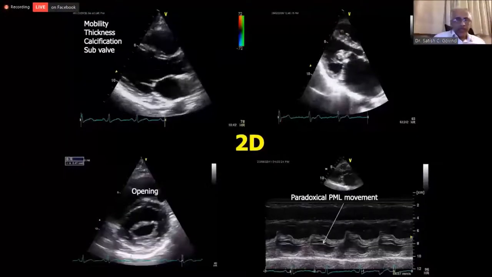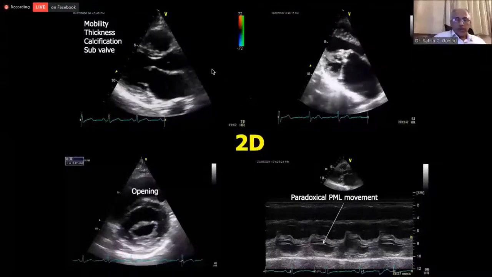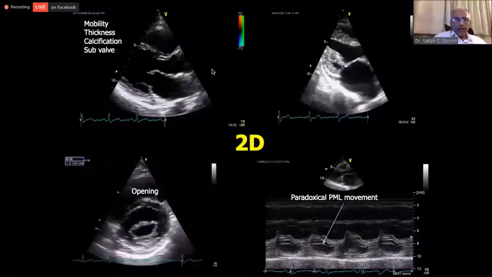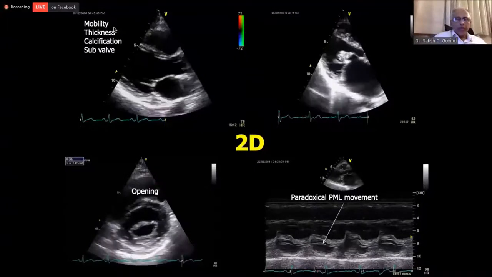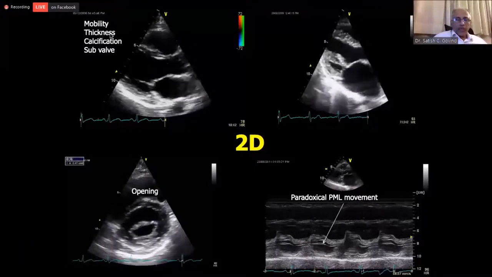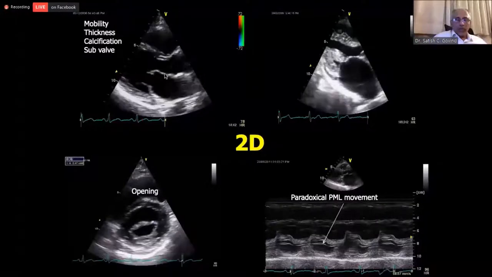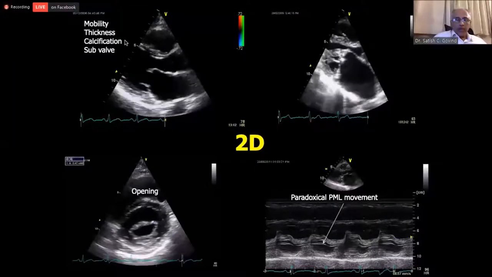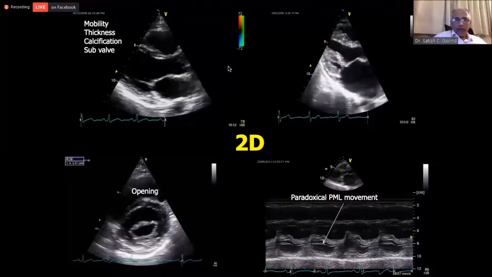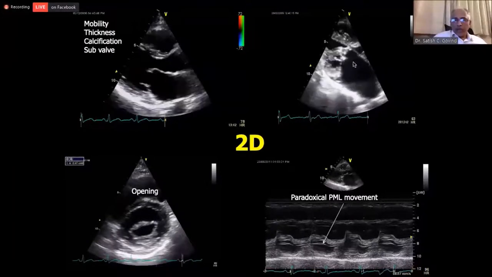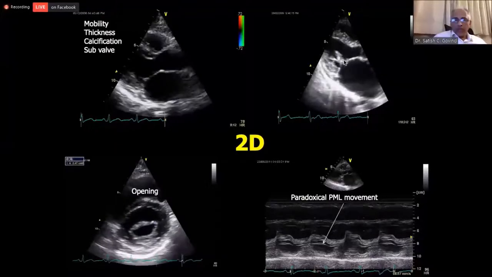So this is the other area. In stenosis, it's important that when we look at any valve which we look at as possibly stenotic, we have to look at the mobility and look at the thickness. The more thickened the valve it is, the more it is towards the annulus, that means it's not a good valve. More calcification, again, obviously not good. And then the subvalve also, as you can see here, a lot of calcification involving the subvalve. So we have to be very careful.